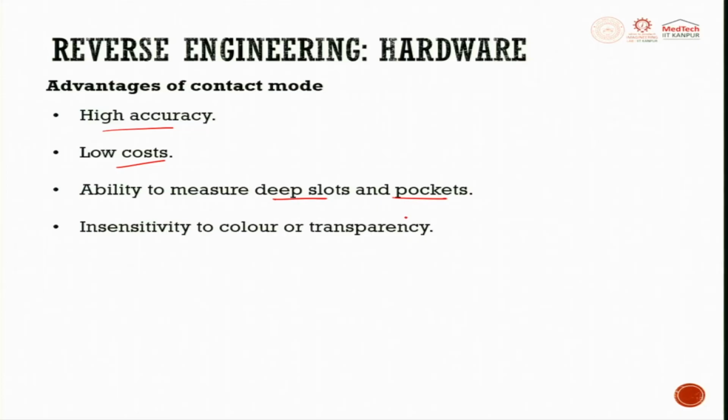Sometimes the light doesn't go very deep. So, these deep slots are measured using the longer probes that we have. Then there is insensitivity to color or transparency. Transparent objects, shiny objects, and black objects are difficult to scan using the non-contact type of scanner because light is the source of the scanning.